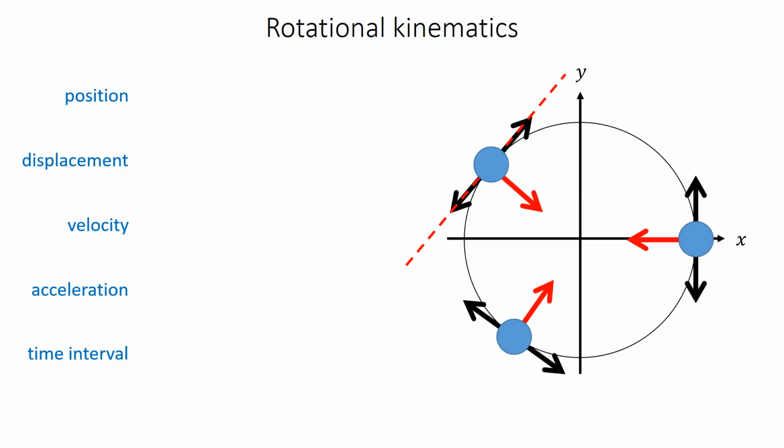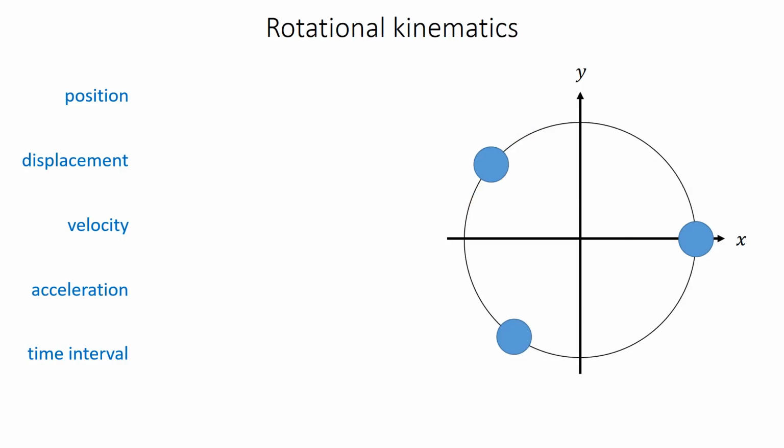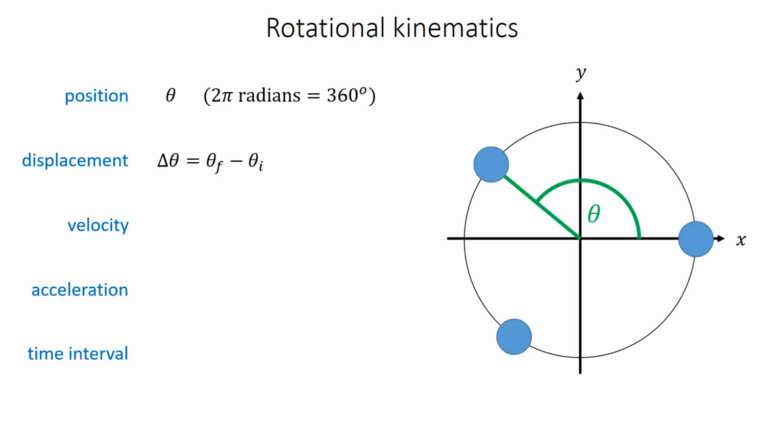Now, rather than using x and y coordinates, we can uniquely identify the position of an object using the angle theta. Theta ranges from 0 to 2 pi radians. Changes in position, or angular displacements, are given by changes in the angle theta. Angular speed, which is defined as the angular displacement over time, is going to be a little different from the velocity we are used to.